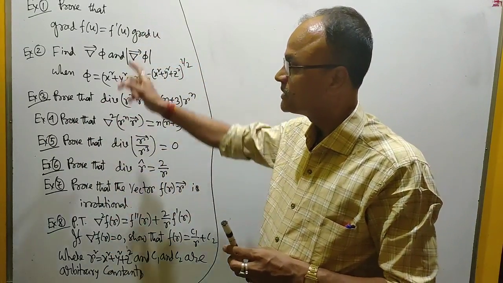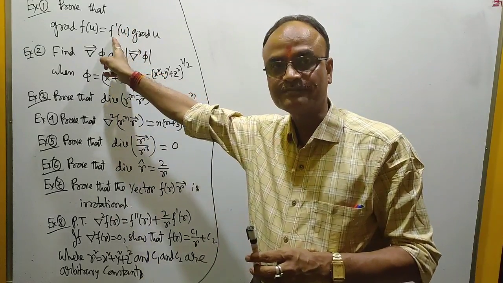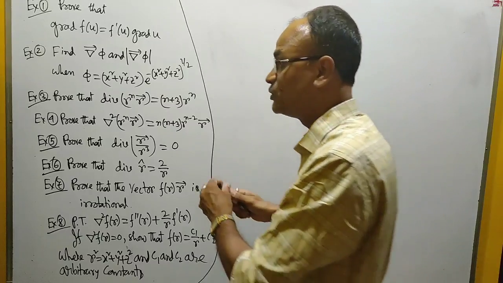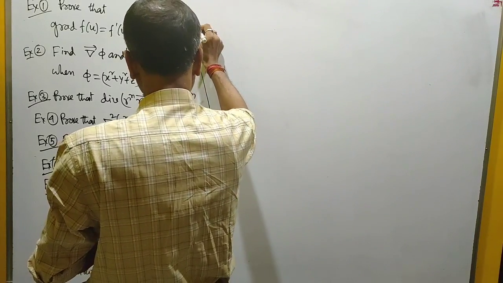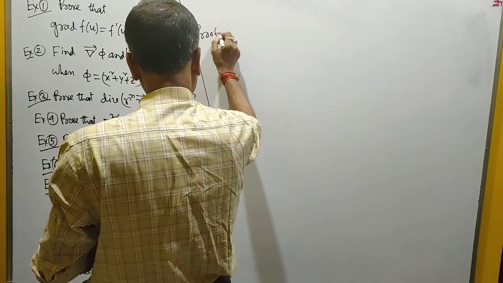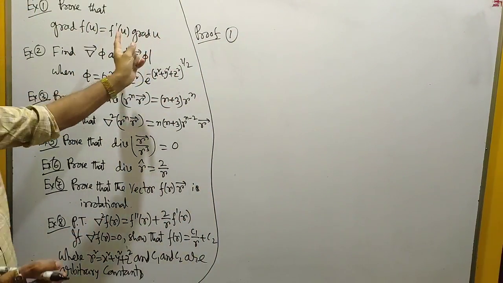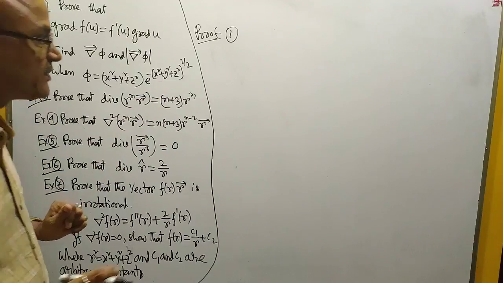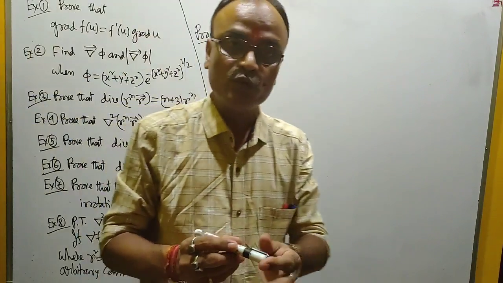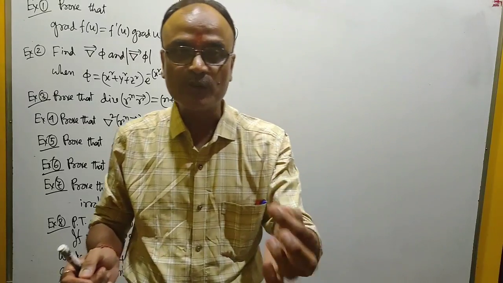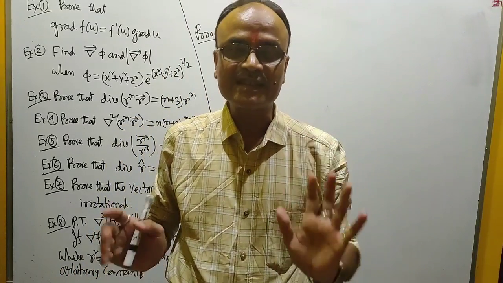First of all, I shall prove this one. Gradient of f(u) equals f'(u) gradient of u. Proof of number 1. What is gradient of u? It is i cap ∂u/∂x plus j cap ∂u/∂y plus k cap ∂u/∂z.